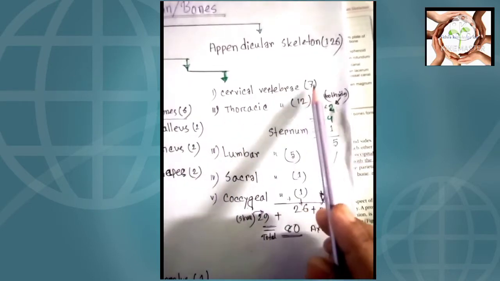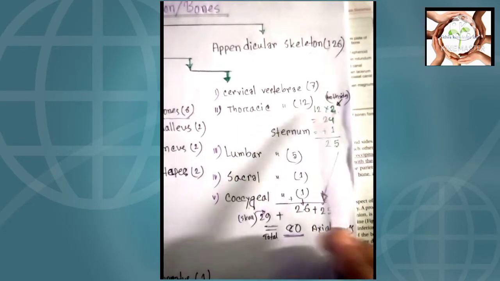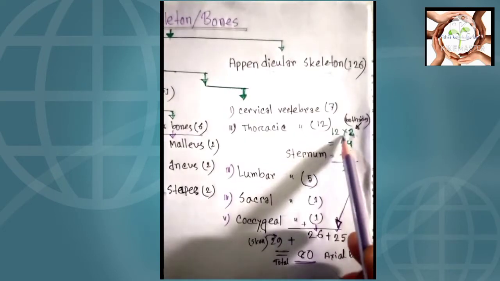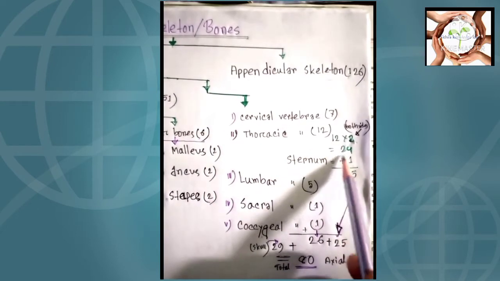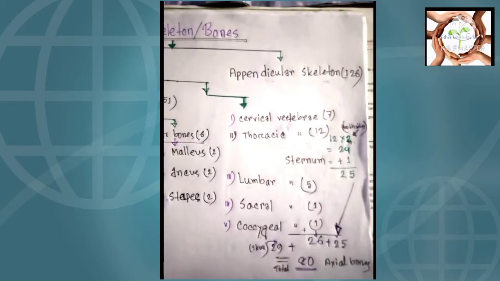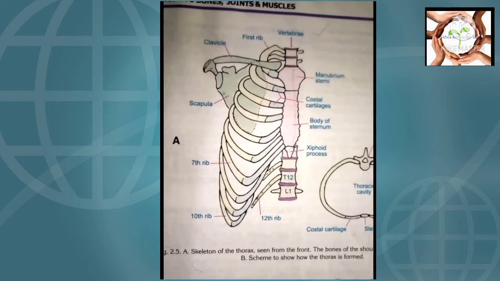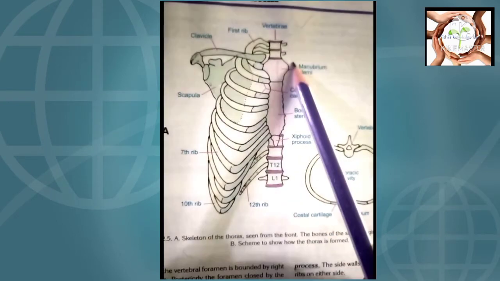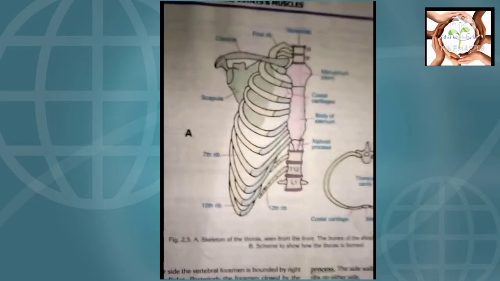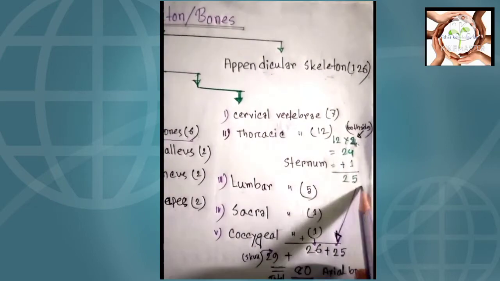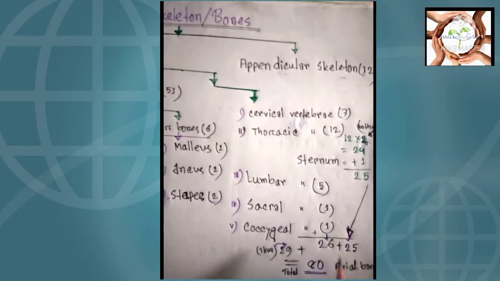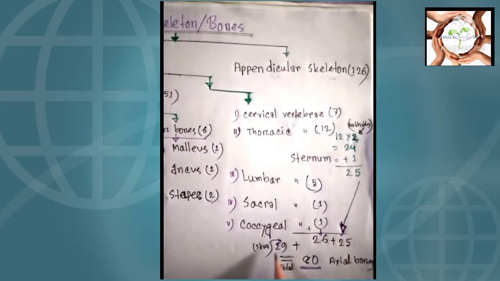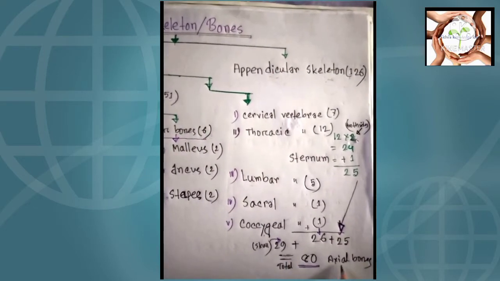Now vertebral bones. There are 5 kinds of vertebral bones: cervical vertebra 7, thoracic vertebra 12. Here 12 into 2, where 2 refers to both sides, so 12 into 2 equals 24. The name of the bone is the sternum, which connects the ribs on both sides. This is the sternum. So sternum 1, total 25. Now lumbar 5, sacral 1 and coccygeal 1, total 26. This 25 and skull bone 29, total 80 axial bones.